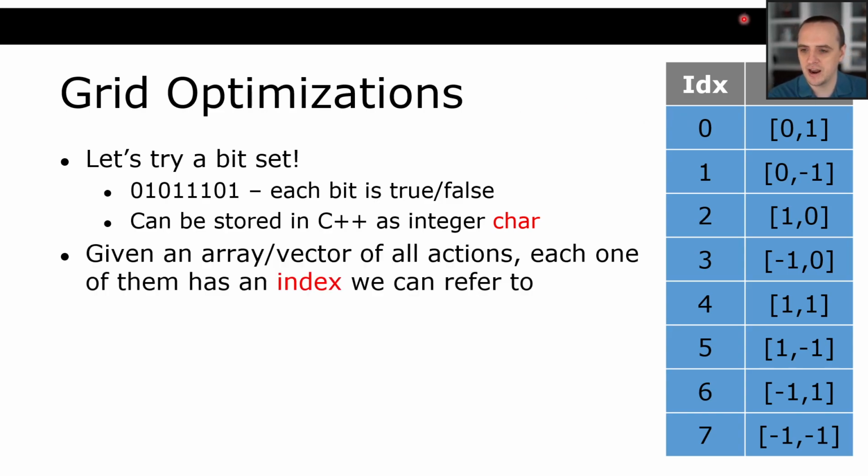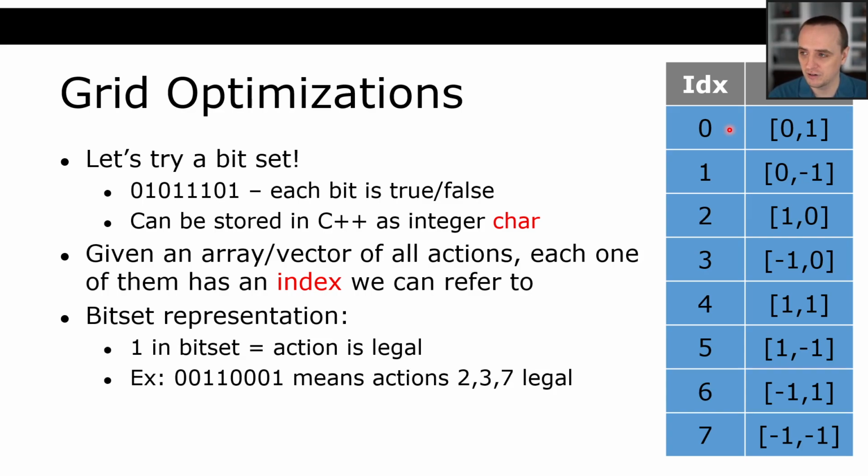So, given an array or vector of all the possible actions, okay, each one of them has an index that we can refer to from 0 to 7. So we've got an integer associated with an action. Instead of having a vector listing all of the directions for each grid cell, how about we use a bit set, a character bit set of length 8? And so the bits in that character in the bit set essentially mean if we have a 1, it means an action is legal. And if we have a 0, it means an action is not legal.